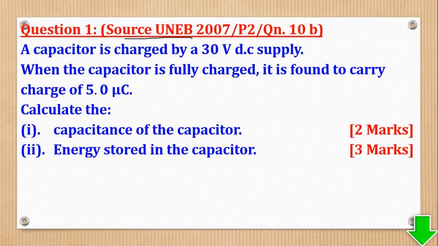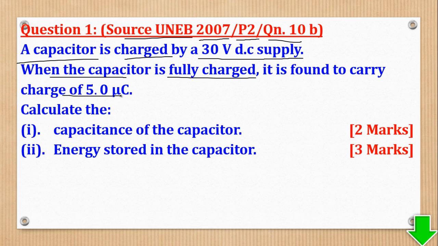So question 1 came from UNEB 2007, paper 2, question 10b, and says a capacitor is charged by a 30 volt DC supply. When the capacitor is fully charged, it is found to carry a charge of 5 microcoulomb. Calculate (i) the capacitance of the capacitor, (ii) the energy stored in the capacitor.